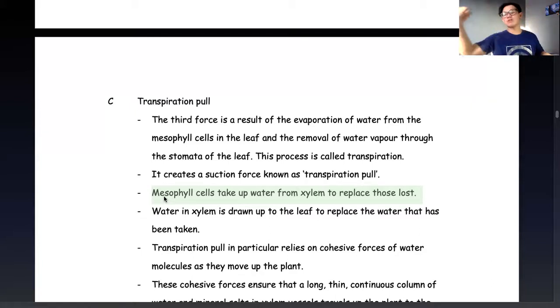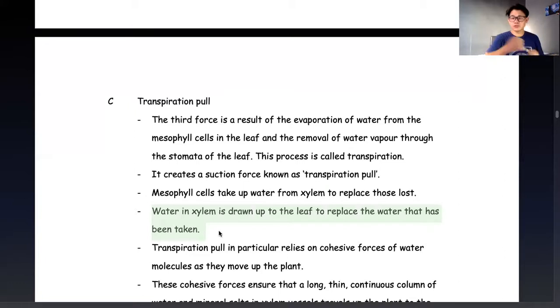So if one water molecule goes out from the leaf into the atmosphere, one water molecule from the stem will now go into the leaf. One water molecule from the root will now go into the stem. And then one water molecule from the soil will now go into the root. So it's like a cycle, and it links everything together. Water in the xylem is drawn up to the leaves to replace the water that has been taken.